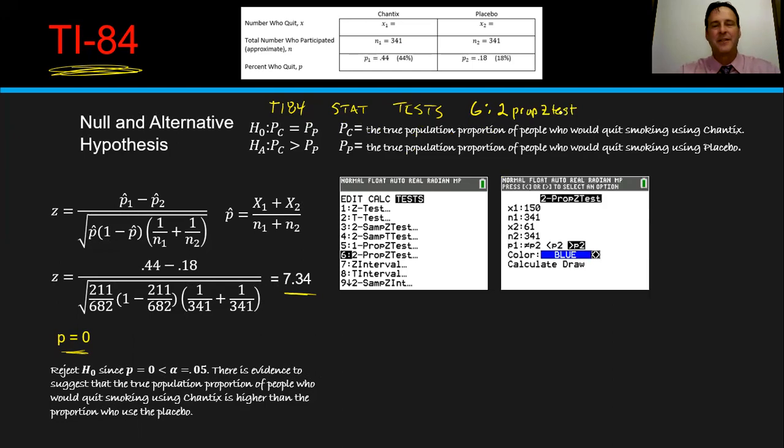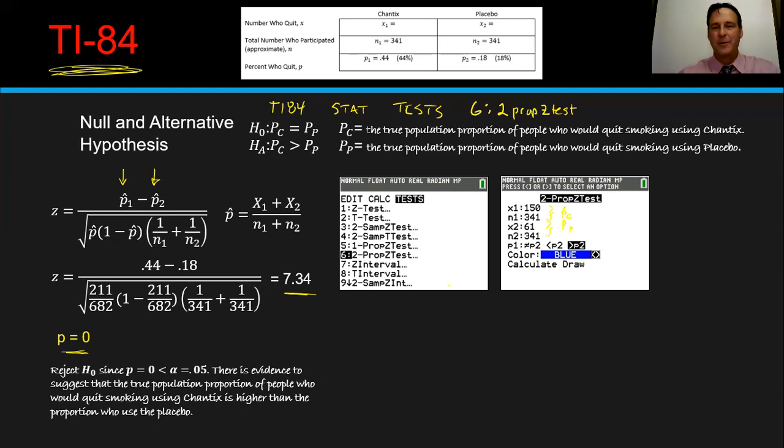Okay, you hit enter on that, and you're going to input the items that represent your X and your N. I would put them in the same order that you wrote your proportions for your original Z. Remember that these first two items were your first p hat, for the Chantix, and your second two were for your placebo. Those are from our samples.